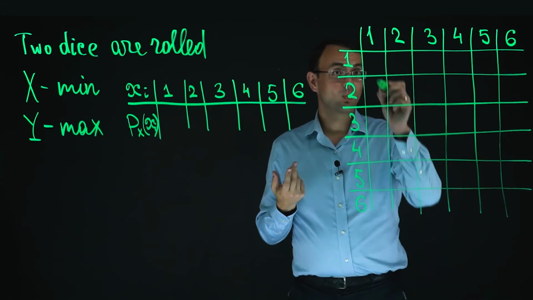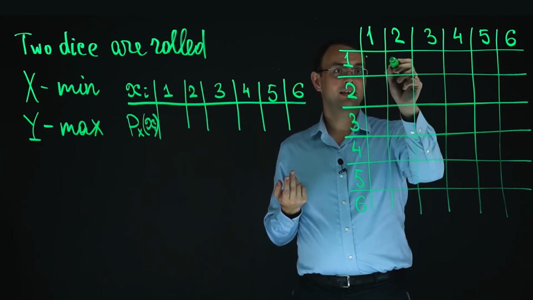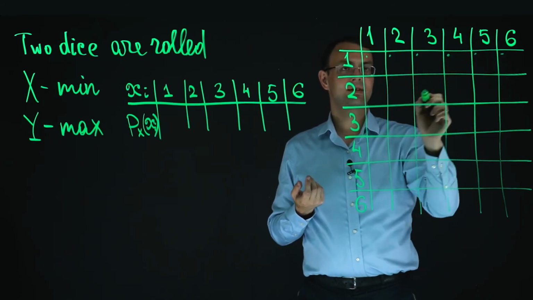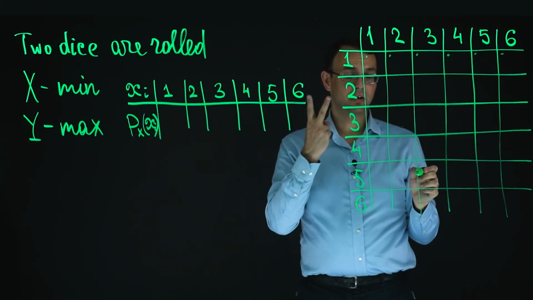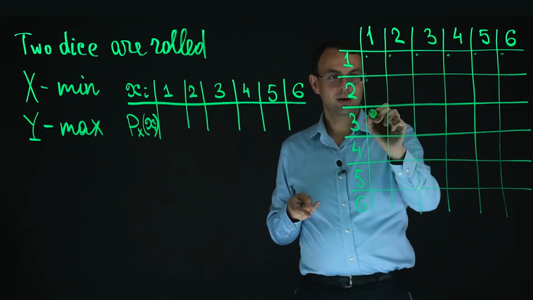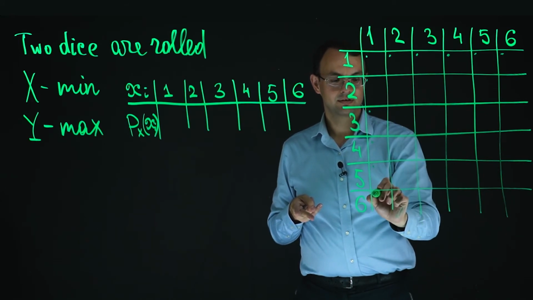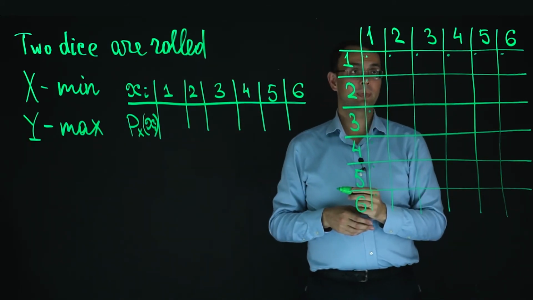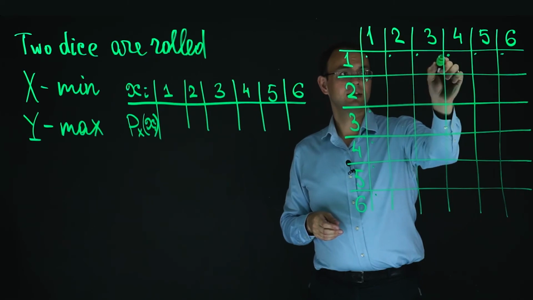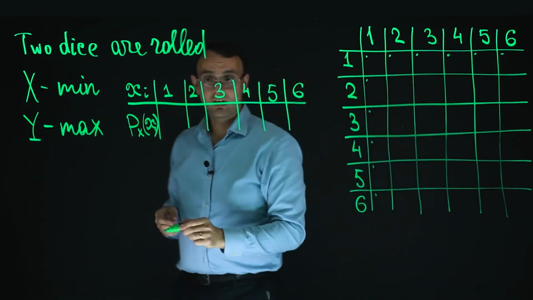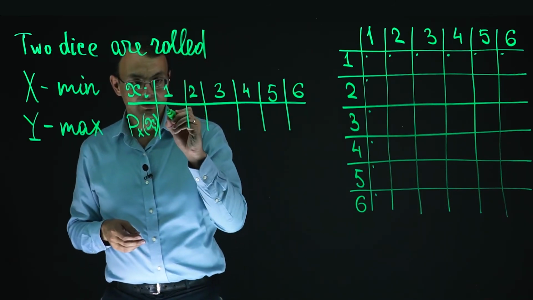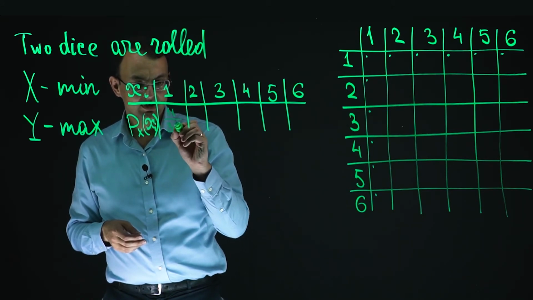If we get 1, 1, then the minimum is 1. If we get 1, 2, the minimum is 1. 1, 3, 1, 4, 1, 5, 1, 6, all these situations give us 1 as the minimum of these two numbers. Then 2, 1, also minimum is 1. 3, 1, 4, 1, 5, 1, 6, 1. So 1, 2, 3, 4, 5, 6, 7, 8, 9, 10, 11. 11 out of 36 outcomes are favorable for this event. So its probability is 11 over 36.